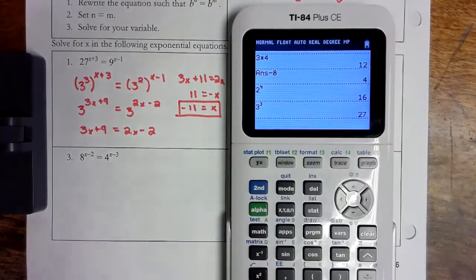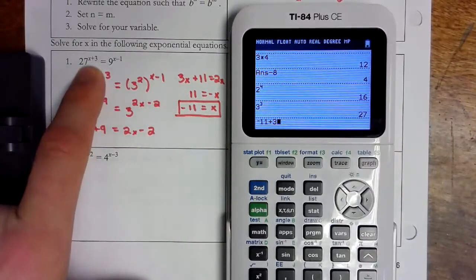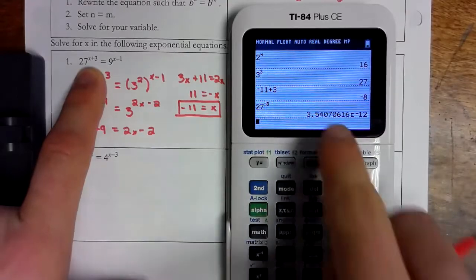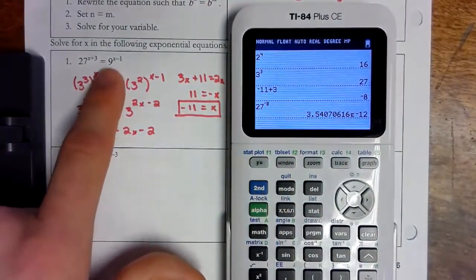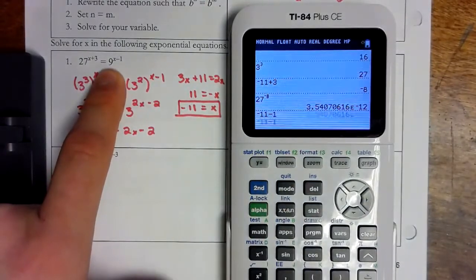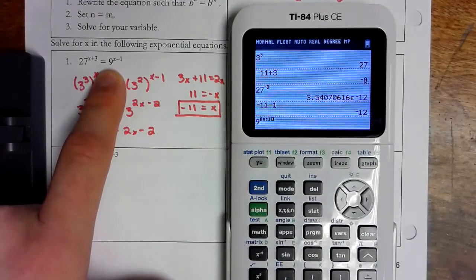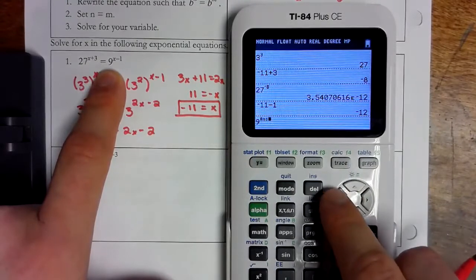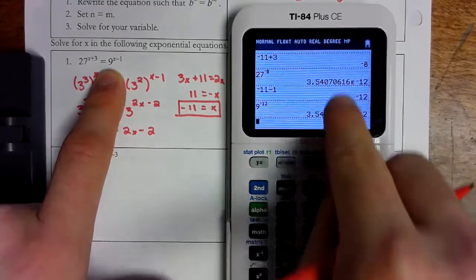Now again, if I get here, it seemed to make sense, but I don't know for sure. I'm just going to plug it in. So I'm going to see if I put negative 11 in here. Negative 11 plus 3 is negative 8. So what's 27 to the power of negative 8? And then some weird number. Do I get that same weird number when I plug in negative 11 for the other equation? Well, negative 11 minus 1 is negative 12. And 9 to the power of negative 12. Is that the same weird number? It sure is.